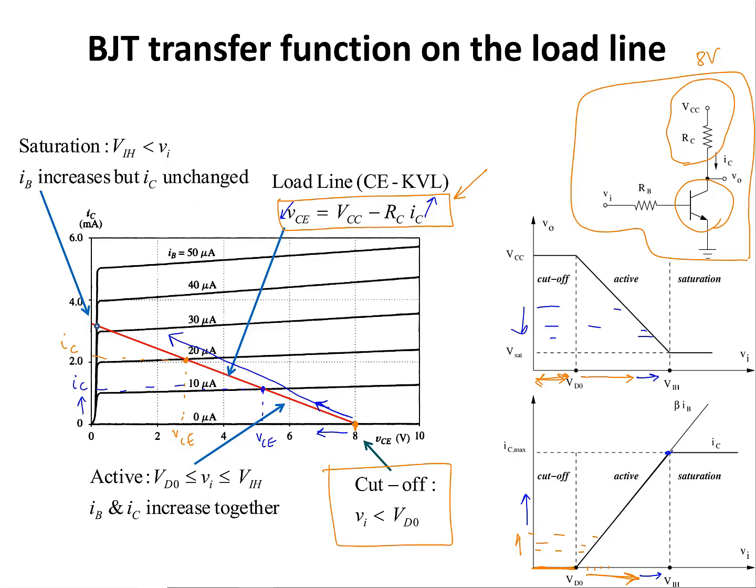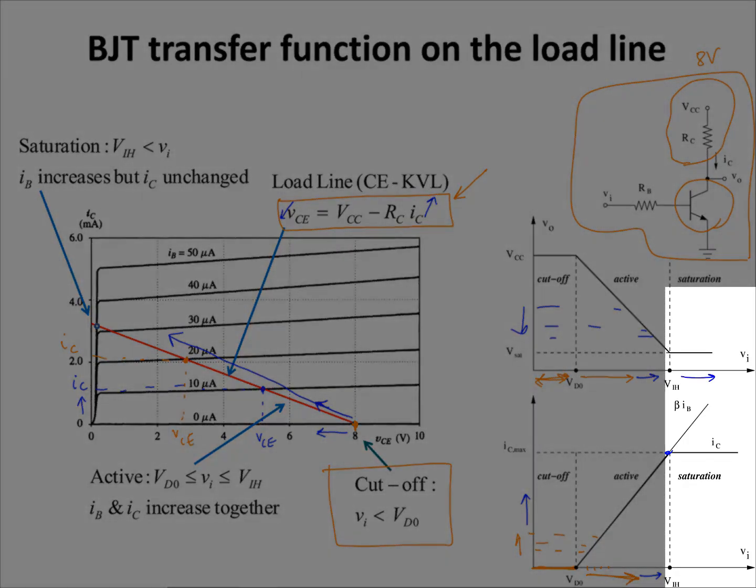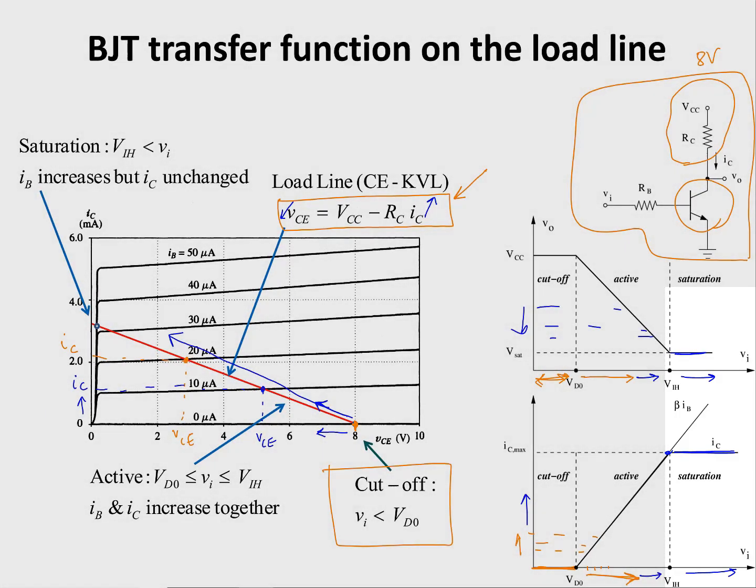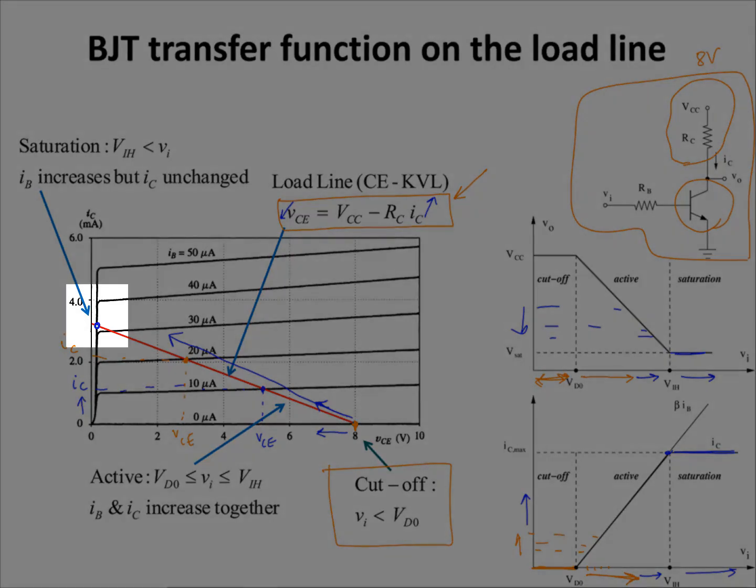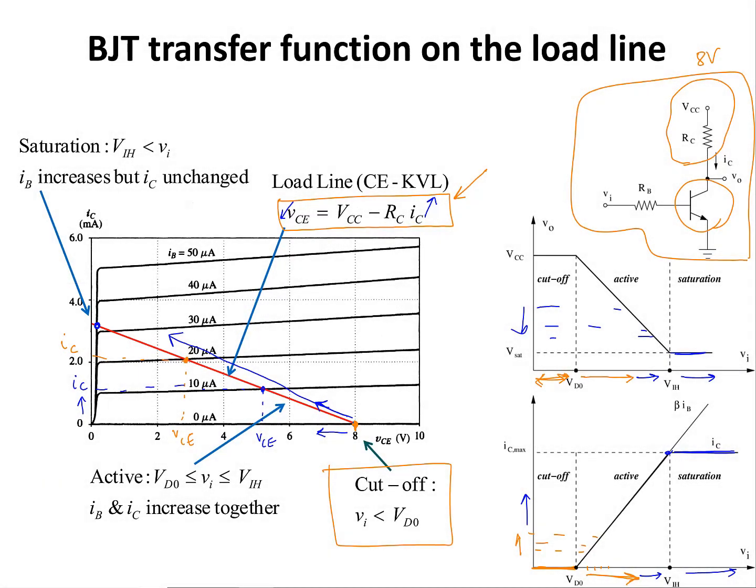What happens if I reach the VI high value? What happens for VI values greater than that voltage? For VI values greater than VI high, IC is going to stay at a constant value, so IC is not going to increase, and the value of VCE is going to be at the constant value of V saturation. This is this point in here. As you can see here, the value of IC is at its maximum value and the value of VCE is at its minimum value of V saturation.